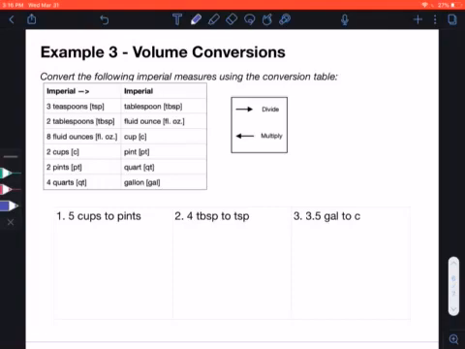Hi everyone. In this video we're going to look at how we can convert between different measurement units using a conversion table. So for our first question they're asking us to convert 5 cups to pints.